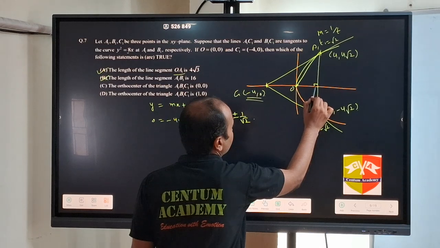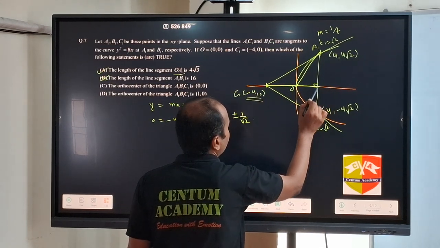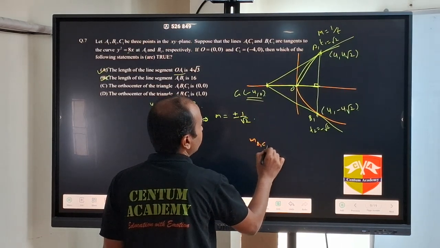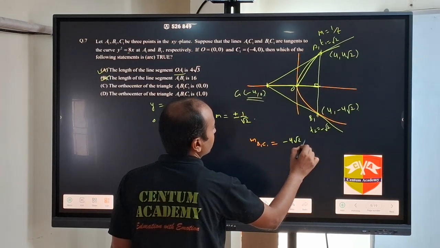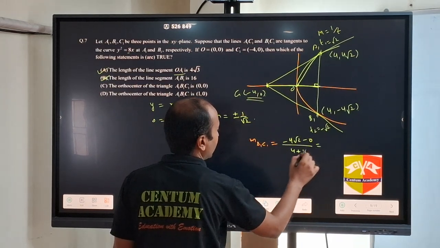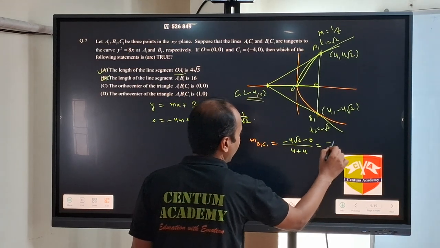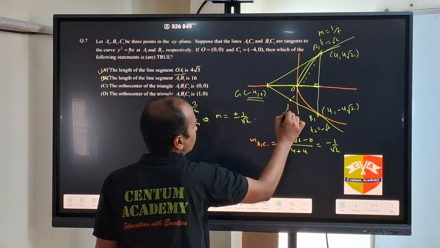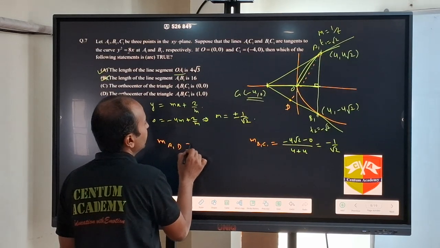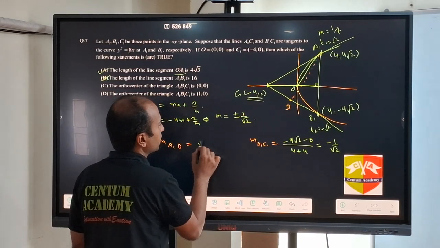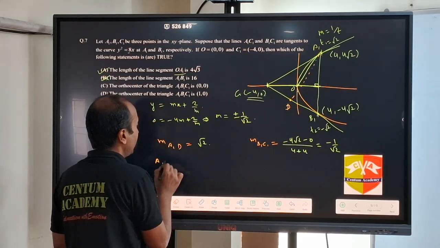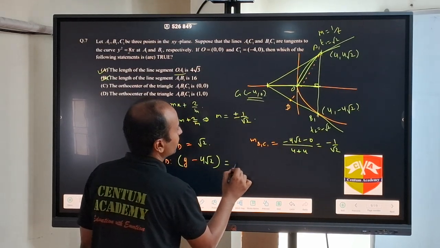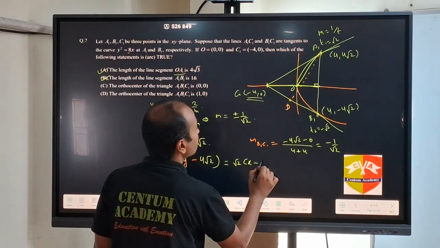Now, luckily for us, one altitude is already there, which is my x-axis. Another altitude, let me try to find the slope of B1, C1. Slope of B1, C1 is minus 4 root 2 minus 0 divided by 4 plus 4, which is 8. So, 4 by 8 is half. So, minus 1 by root 2. Then the slope of altitude. Let me arbitrarily draw it like this, that this point is D. Then slope of A1D will be how much? Positive root 2. And the equation of A1D will be y minus 4 root 2 is equal to root 2 times x minus 4.